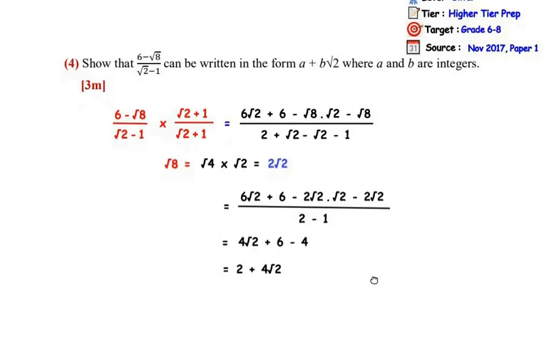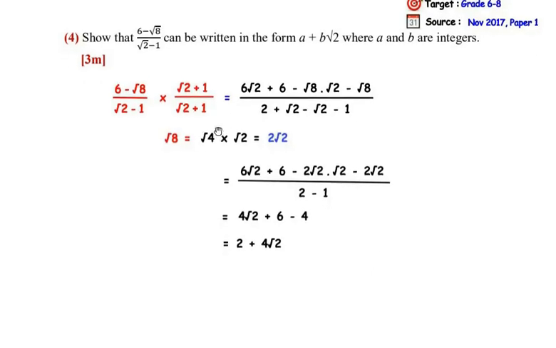Now writing square root of 8 as a product of perfect square number and a non-square number, we get it as 2 times square root of 2. So we get 6 times square root of 2 plus 6 minus 2 times root 2 times root 2 minus 2 root 2 divided by 2. Now plus root 2 and minus root 2, they both are like terms, so they will add up to give us 0. So in the denominator we get 2 minus 1.